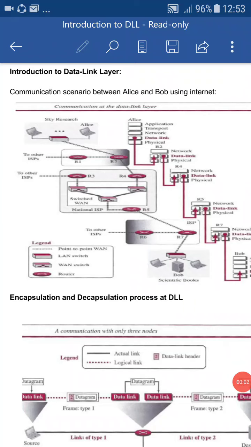Let's start with the third chapter of your fourth module, that is Introduction to Data Link Layer. First, we'll see about the data link layer. Data link layer is located between physical layer and network layer.